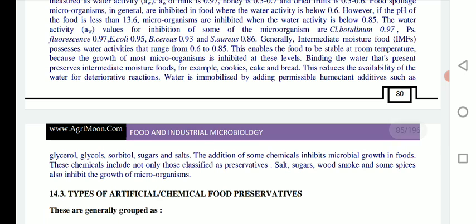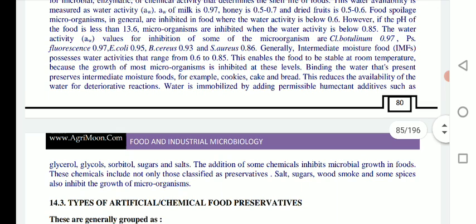So generally intermediate moisture foods, categorized as IMFs, possess water activities that range from 0.6 to 0.85, and this enables food to be stable at room temperature. So binding of the water preserves intermediate moisture food, for example cookies, cakes and breads.